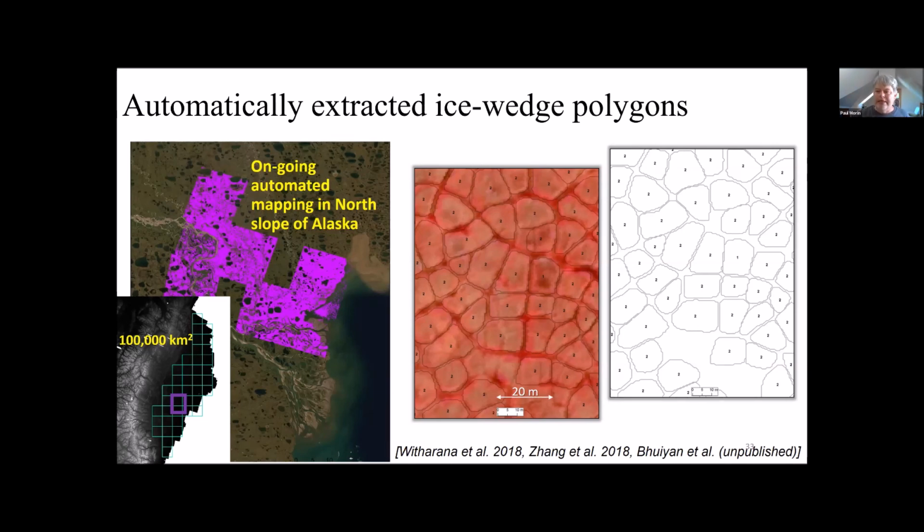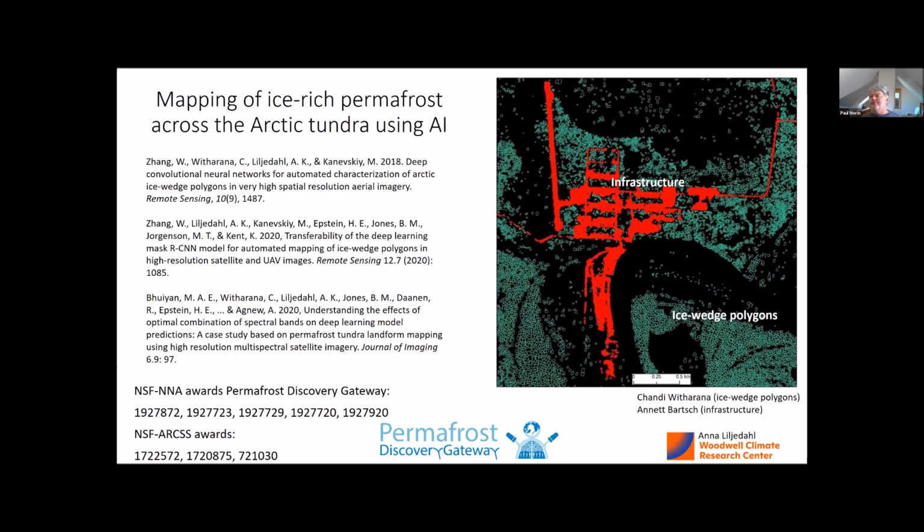And then you start getting things like this, where the green in the image on the right are the individual ice wedge polygons that have been identified in the imagery. And then they also have trained an AI to identify infrastructure. And so you can go in and see all of the infrastructure and look at the intersection and see whether the ice wedge polygons are changing adjacent to the roads, for example.